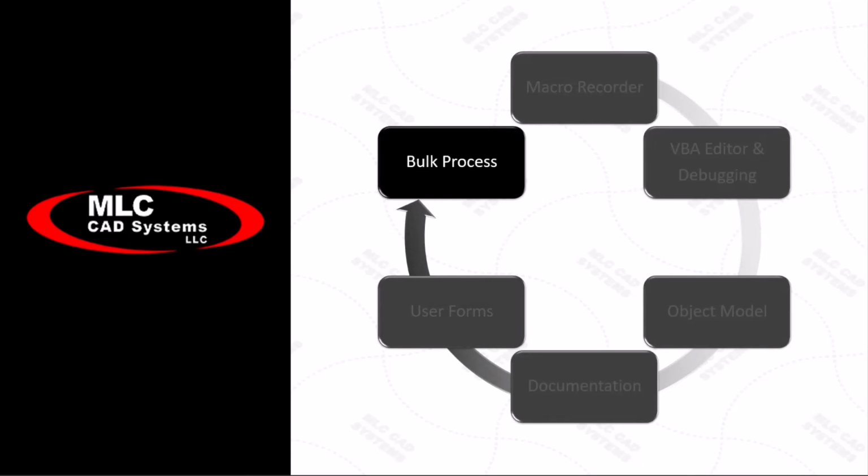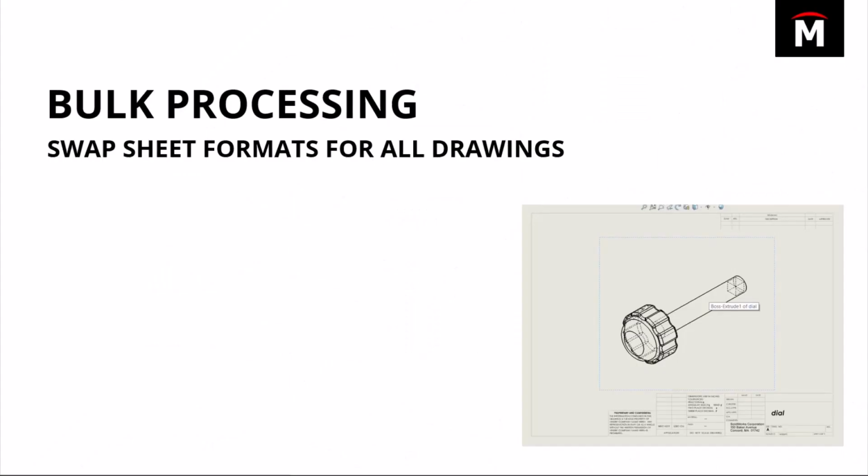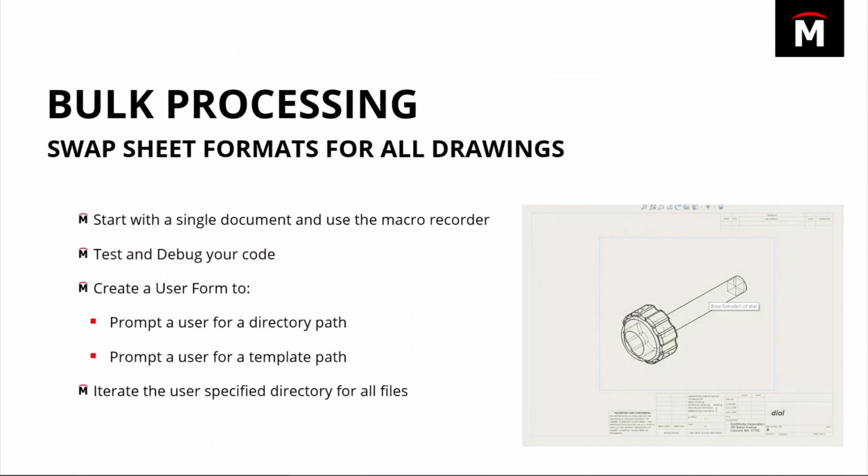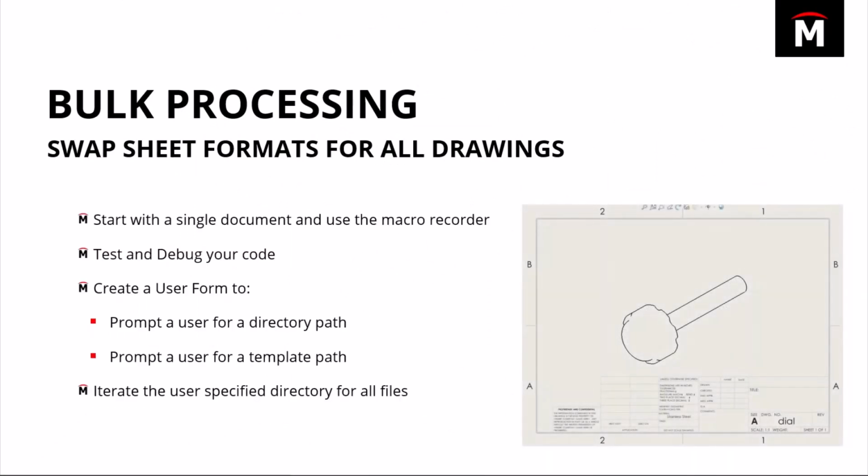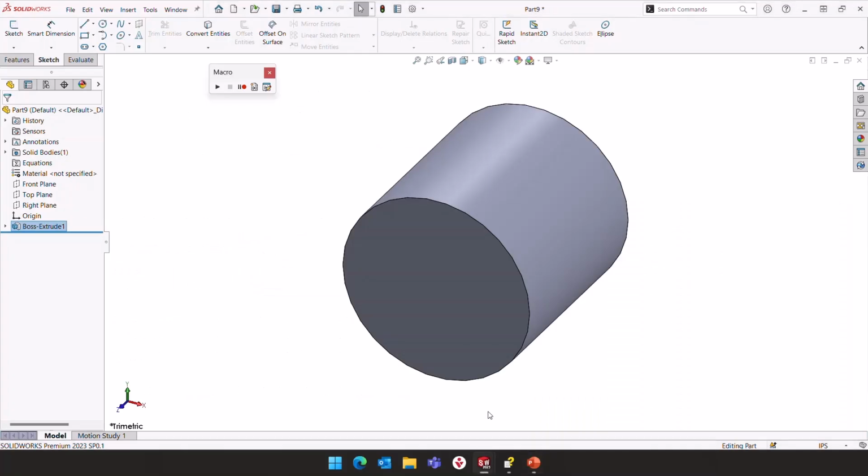So this is going to take a combination of our macro recorder, some debugging. We're going to have a user form for user input so that we can specify what folder needs to update. So we're going to use the macro recorder to swap out the sheet format. We'll go and test and debug our code in another drawing to make sure it's working appropriately. Create a user form to prompt the user for a directory path and a path to the template they wish to update to. And we'll go ahead and run it on a given directory to make sure it works. So we'll have to modify the code in order to loop through a directory.